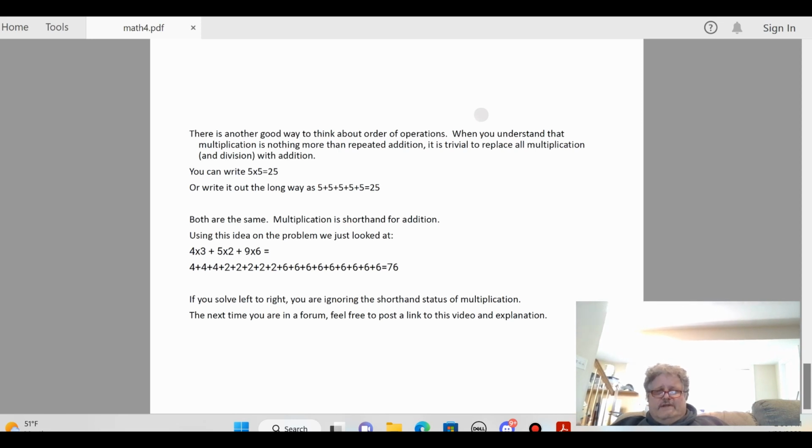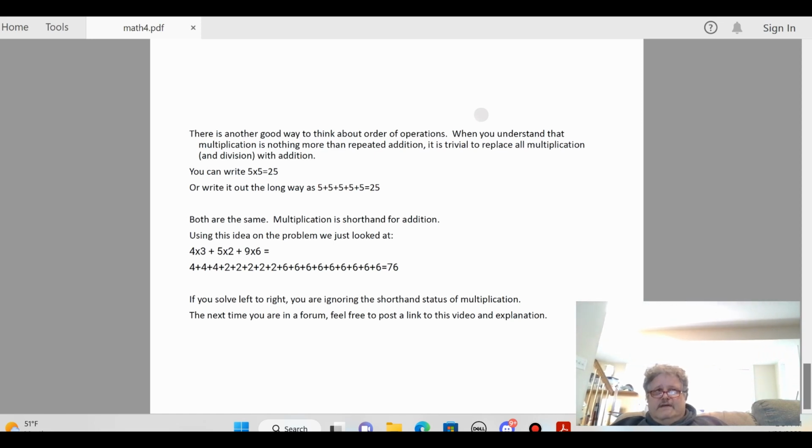There's another good way to look at order of operations because some people go, well, gee, I still don't get it. Like, why would you not go left to right? Why do I have to stop and consider multiplication or division? Well, a really good way to look at it is to realize that multiplication is nothing more than repeated addition.